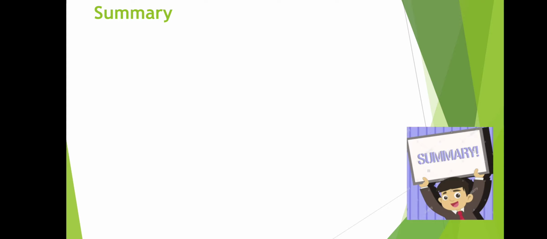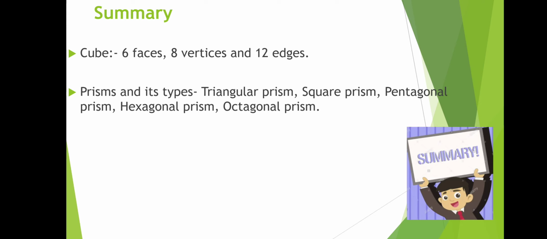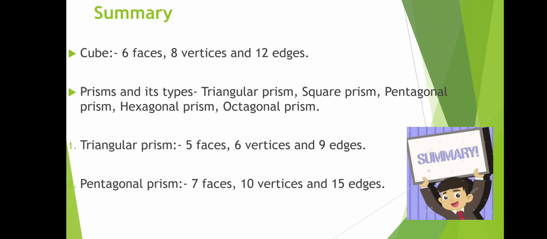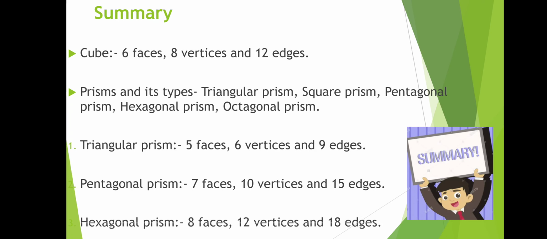Now what we have learned today, let's summarize. We have learned about the cube, how many faces, vertices and edges it has. Then we learned about prisms and different types of prisms. Then we learned in detail about the triangular prism along with the faces, vertices and edges, then pentagonal and hexagonal prisms. So today we have completed this. Now in the next class we will solve the worksheet based upon different types of 3D shapes.